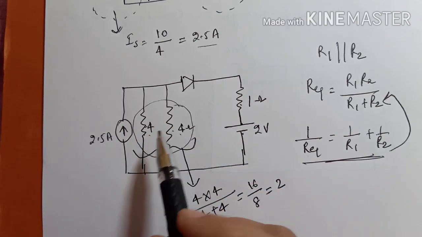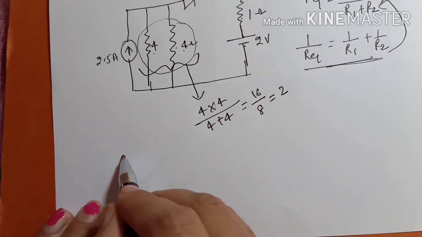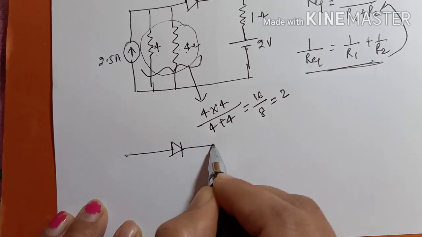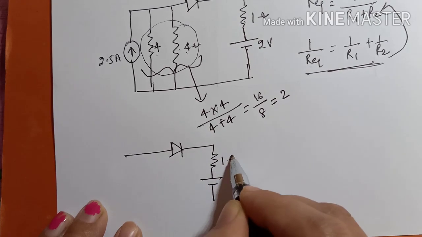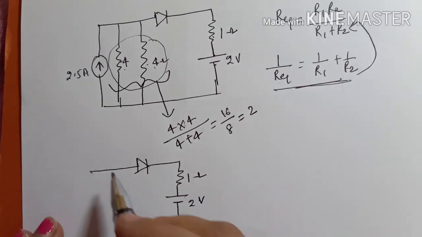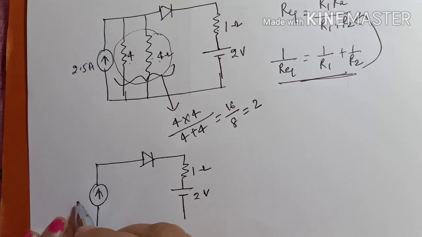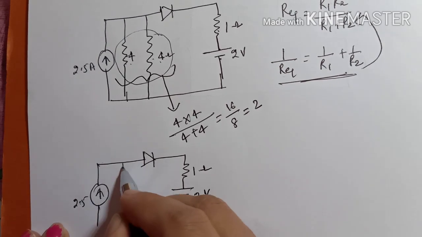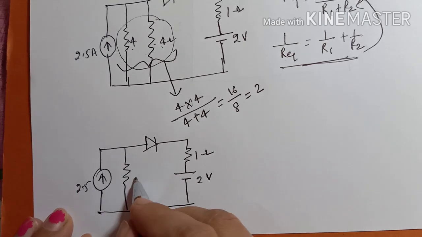Clear? Now let's see here. Now again draw the equivalent circuit diagram. So one diode is connected, one ohm resistor is connected here, 2 volt, and then one current source 2.5 ampere, and the equivalent of these two parallel resistors is your 2.